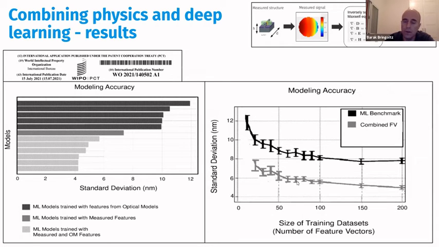So suppose you want an accuracy of around 7 nanometers here, you can get it with this amount of data over here, while with the ordinary machine learning, you would need a large factor more. So that's essentially the value.